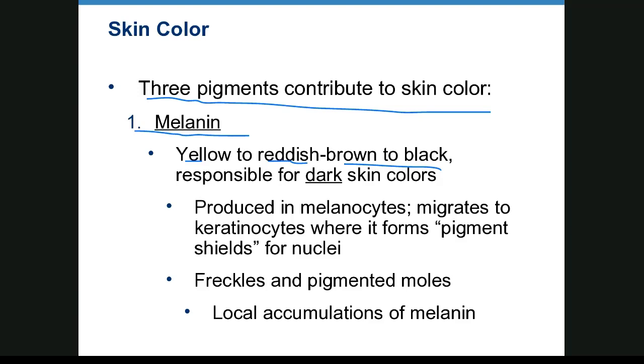But it is produced in the melanocytes, and then it migrates up above the keratinocytes, and it forms a shield for the nuclei of the keratinocytes. So the melanin protects the skin from skin cancer. Now, freckles and pigmented moles are simply accumulation of melanin. Now, the purpose of the melanin is to protect the nuclei of the keratinocytes, therefore greatly decreasing the chance of skin cancer.